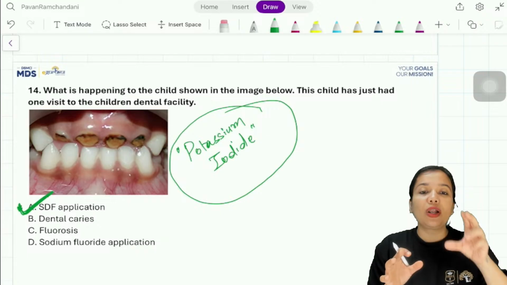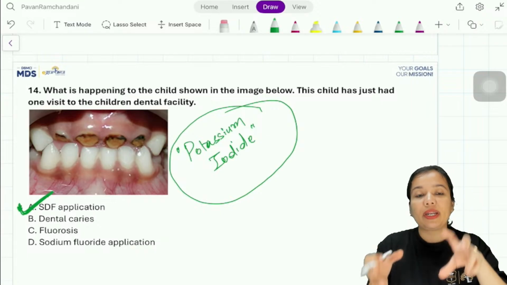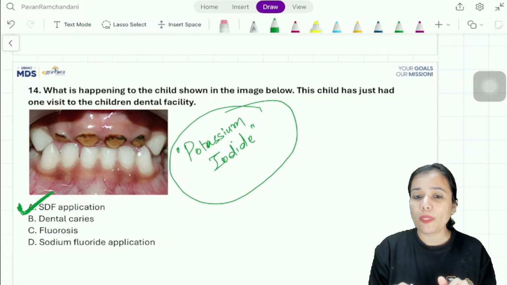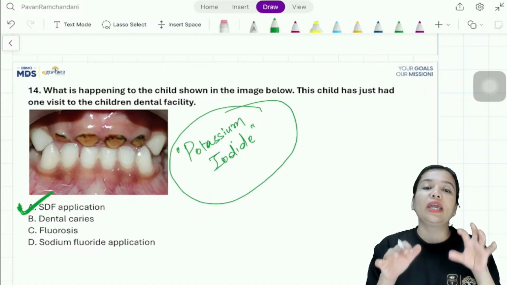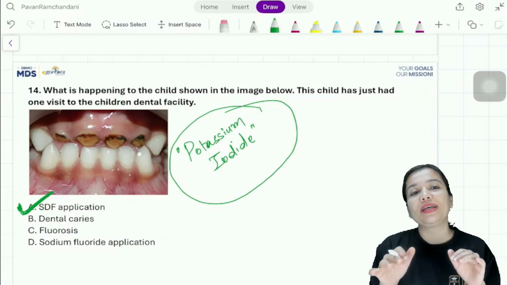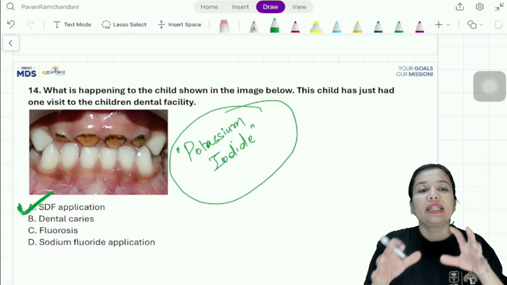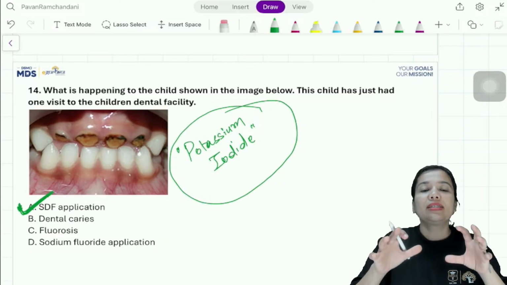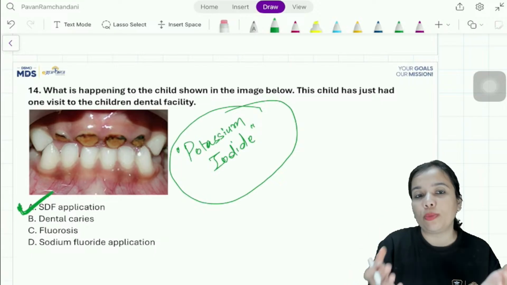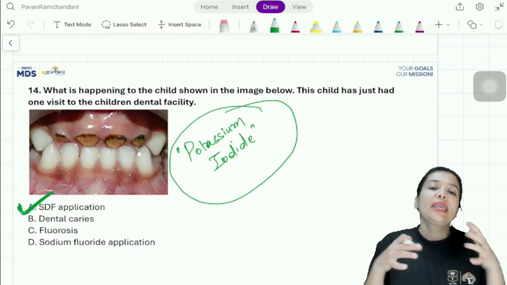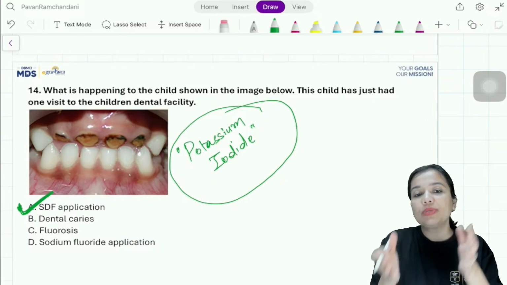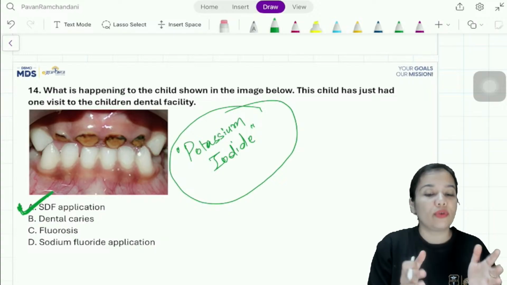So this particular bottle where you have potassium iodide incorporated silver diamine fluoride is very, very expensive. So basically most of the time you use silver diamine fluoride, and you tell the patient that it is going to act the same, but it is going to be aesthetically not so pleasing. But if the patient can afford a costlier treatment, you can go for potassium iodide incorporated silver diamine fluoride.